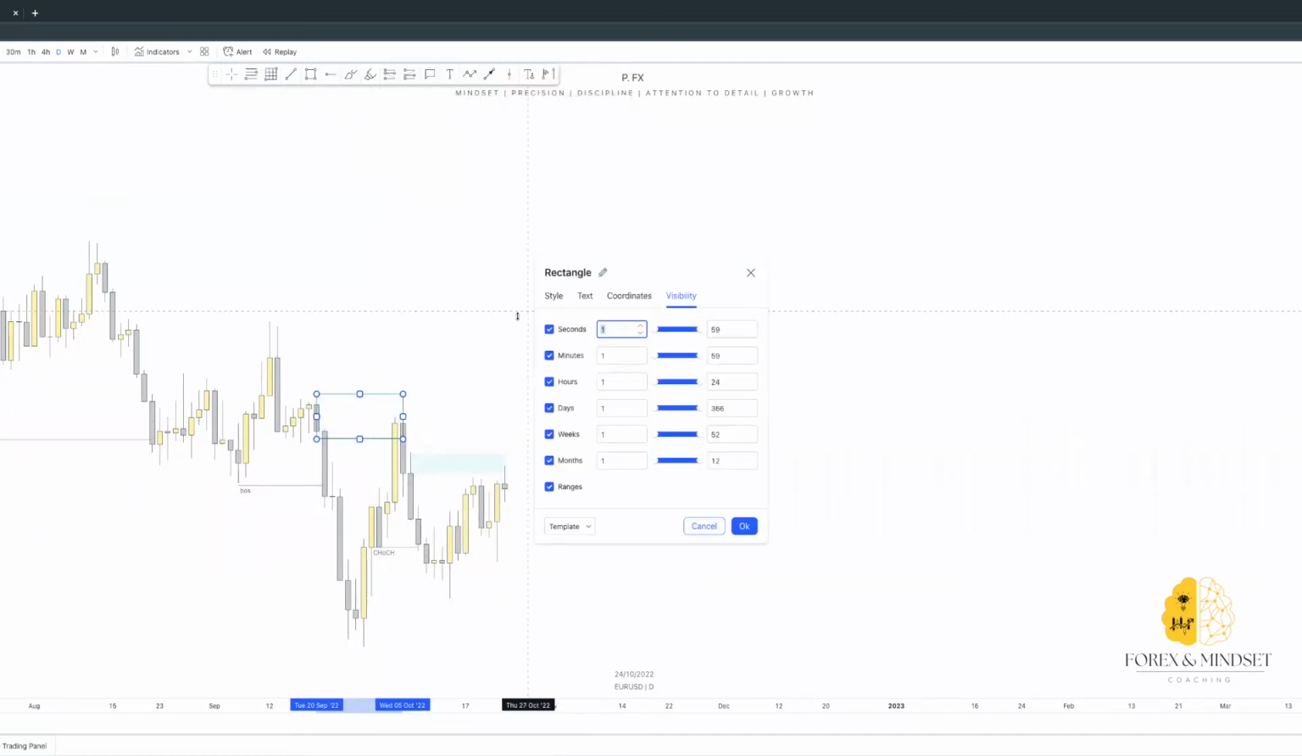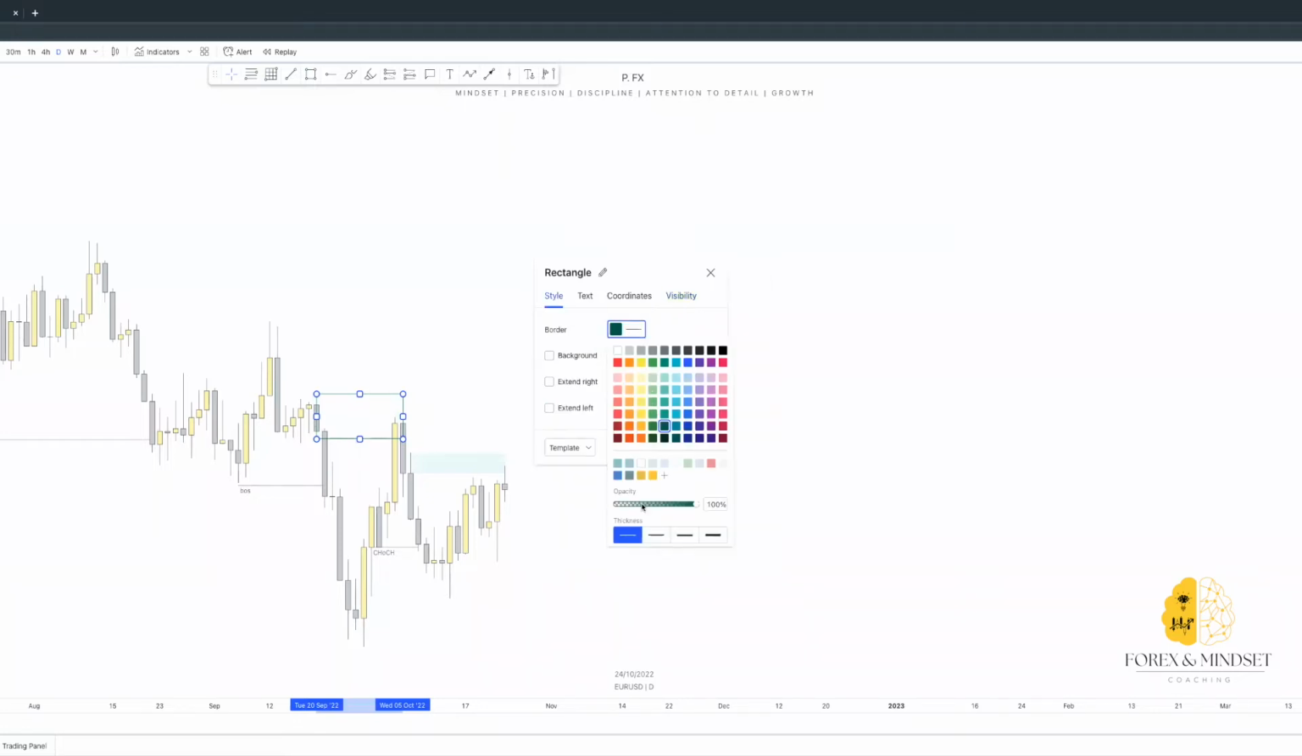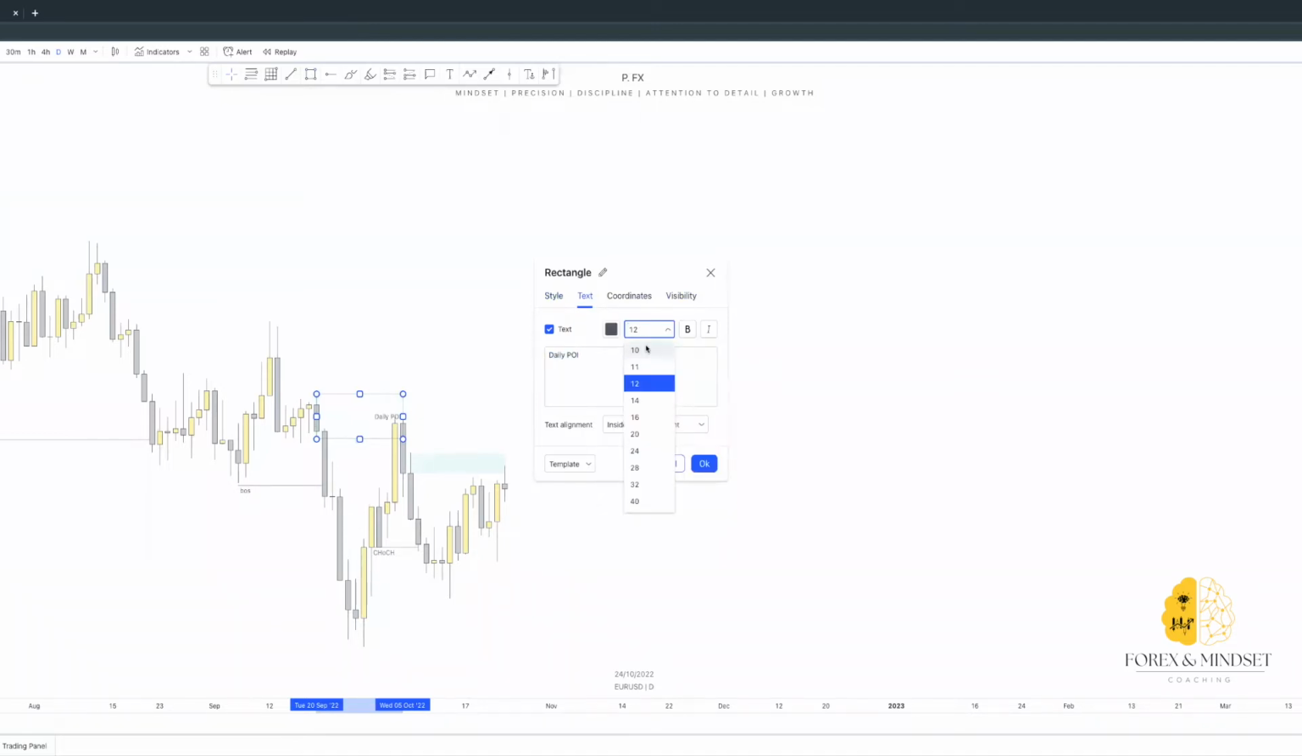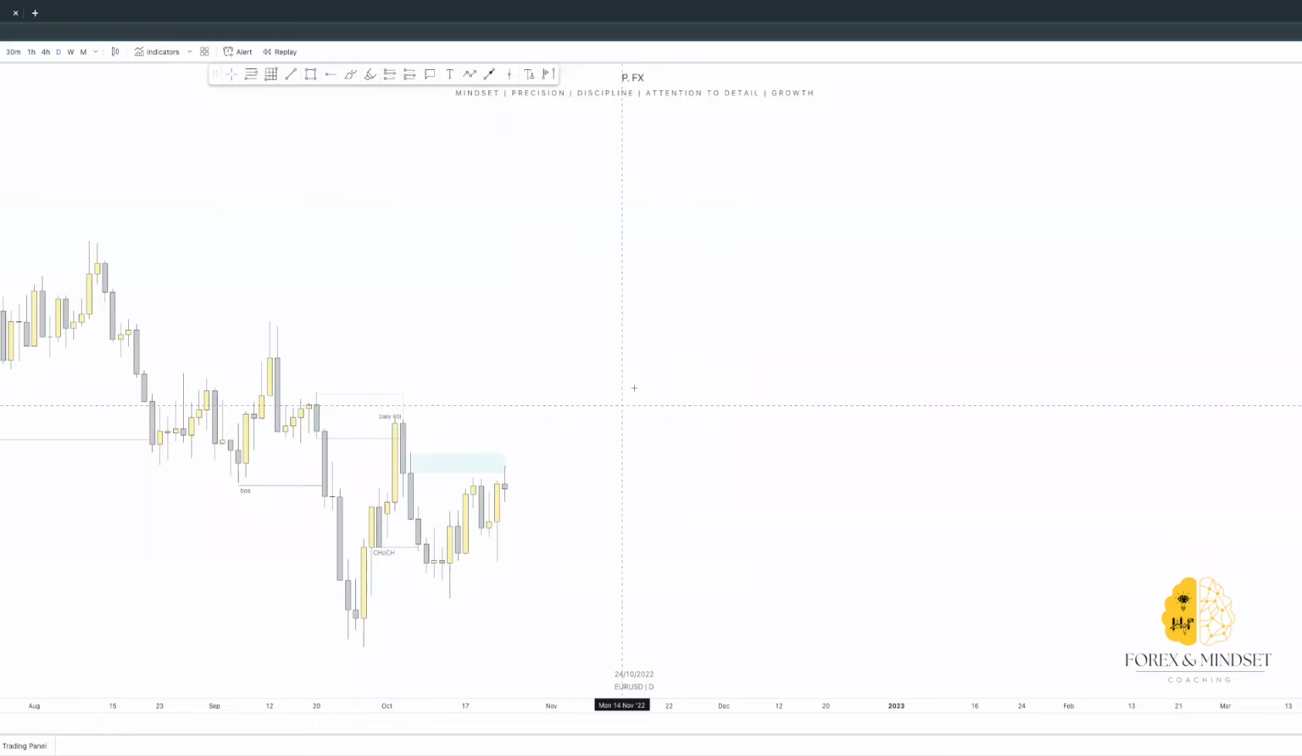One thing that I'm going to do is, again, on hours we don't need to really see it. Days, that's fine. And one thing I'm going to do is make it lighter, and I'm going to make this text visible. So we do have a daily point of interest over here, and this is where we picked up more orders from at that time.